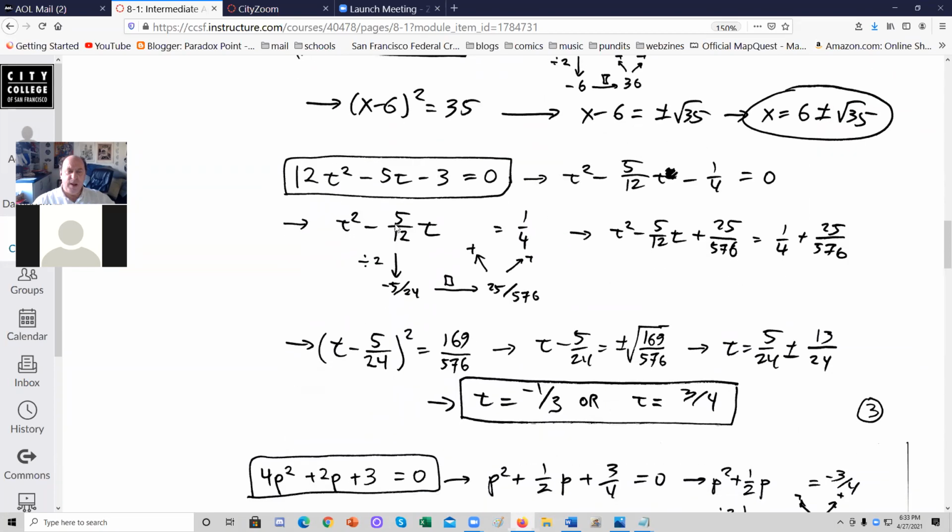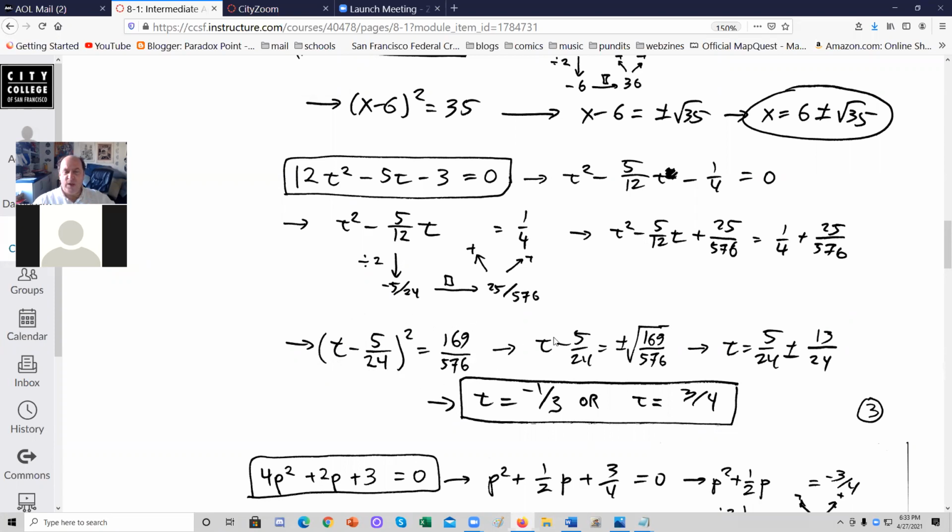Now we'll complete the square. We'll take half of this coefficient, minus 5/24, square that, 25 over 576. Add this to both sides. So t squared minus 5/12 t plus 25 over 576 equals a quarter plus 25 over 576. This on the left is the square of t minus 5/24, like that. Now this on the right, after you do a bit of fraction arithmetic, you get 169 over 576. So here, the square of t minus 5/24 equals 169 over 576.